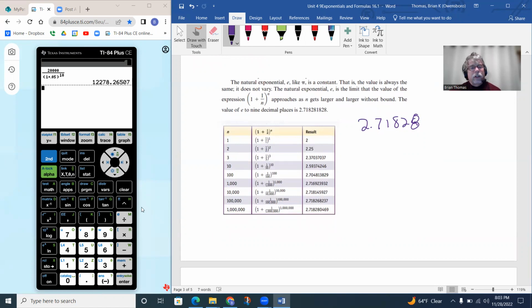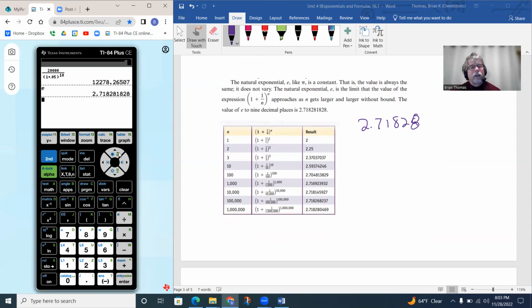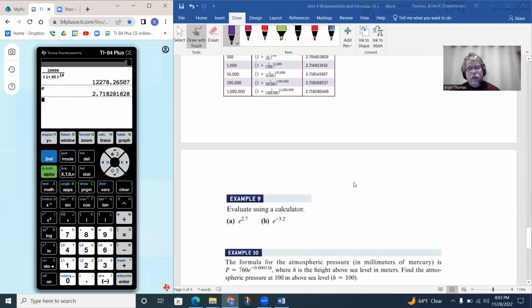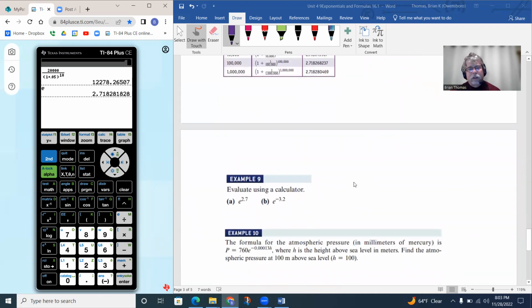Notice E is on your calculator in 2 spots. Notice how there's this E in the division area spot. So if it's second division symbol, that puts an E into the calculator. If I hit enter, notice how it gives me 2.718281828. It goes out 9 decimal places, just like they do right there. So E is what we call a natural number, and it does exist on our calculator.